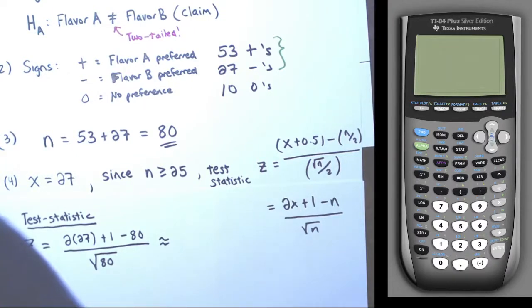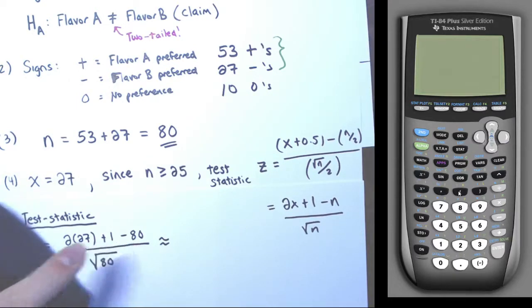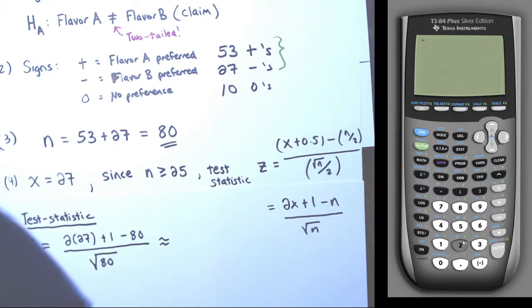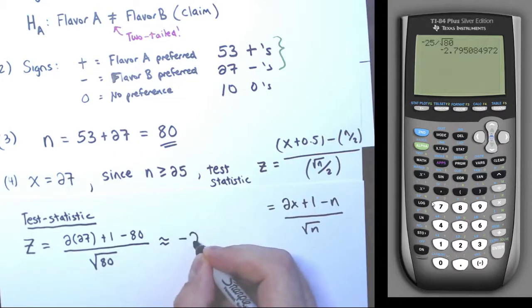So over here on my calculator, 2 times 27, I can do the numerator in my head. That's 54, plus 1 is 55, minus 80 is negative 25. So I have negative 25 in the numerator, and then divided by the square root of 80. So about negative 2.8. Approximately negative 2.8, if I round to 2 decimal places, 0.795 there, bump that to 0.8.